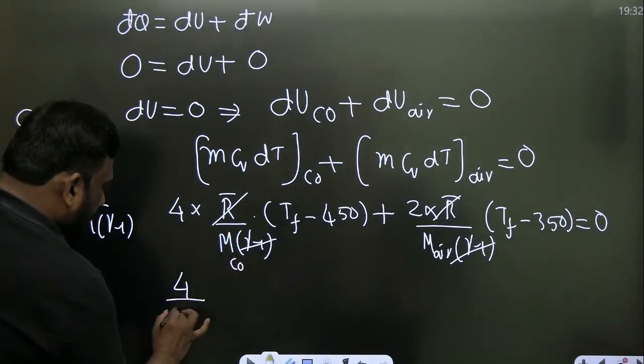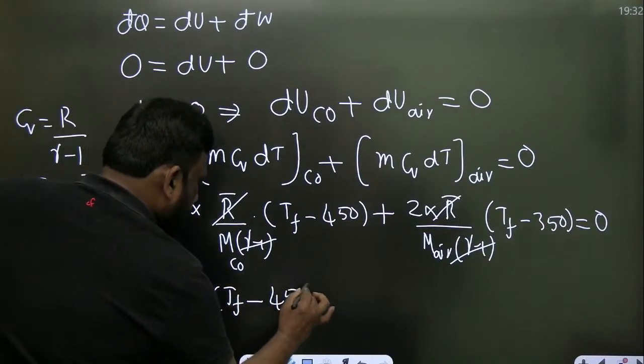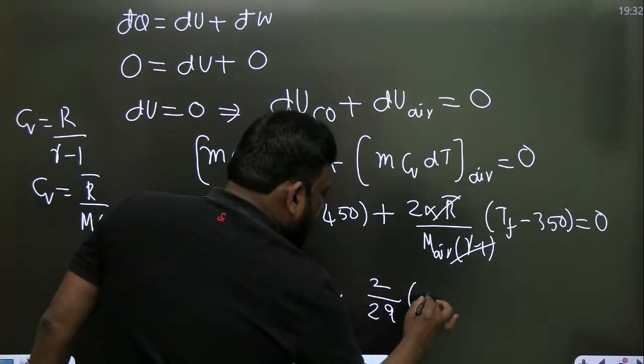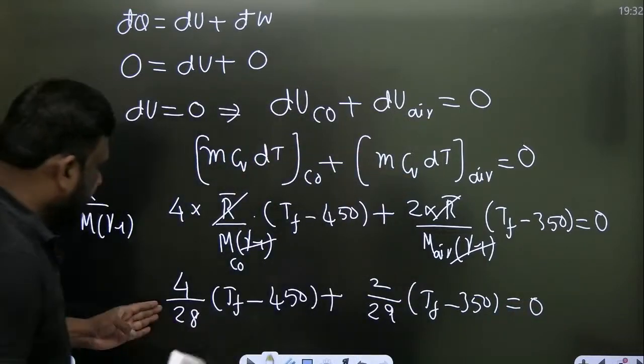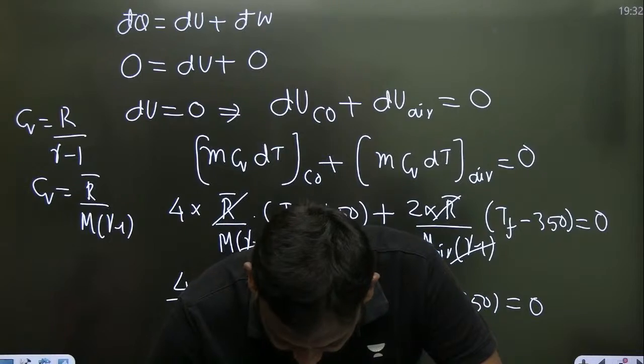What is the molecular weight of carbon monoxide? 28. Final temperature minus 450, plus 2 by, what is the molecular weight of air? 29, and the final minus 350. If you calculate this, everything is known except TF. If you are calculating, you will get the value of TF.